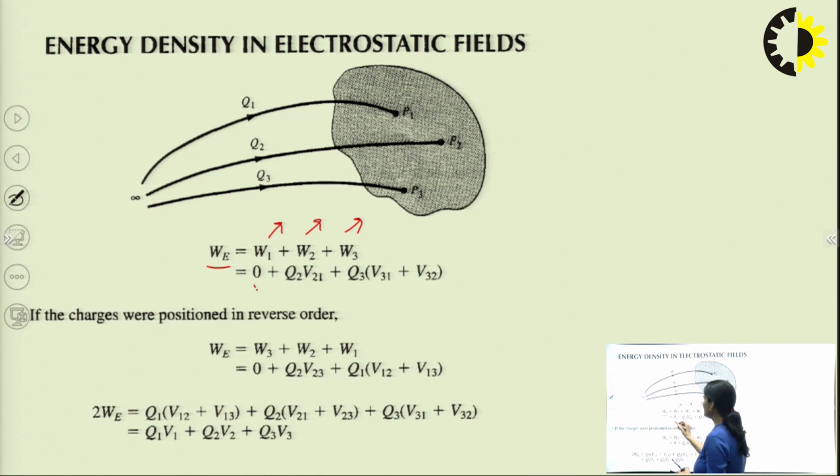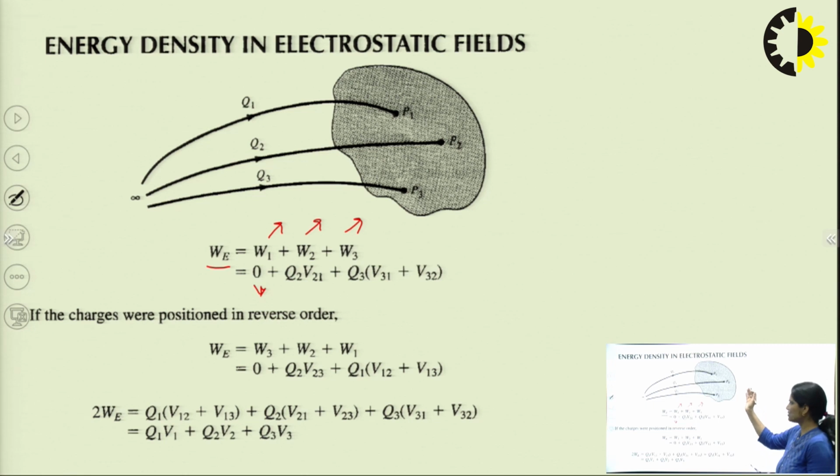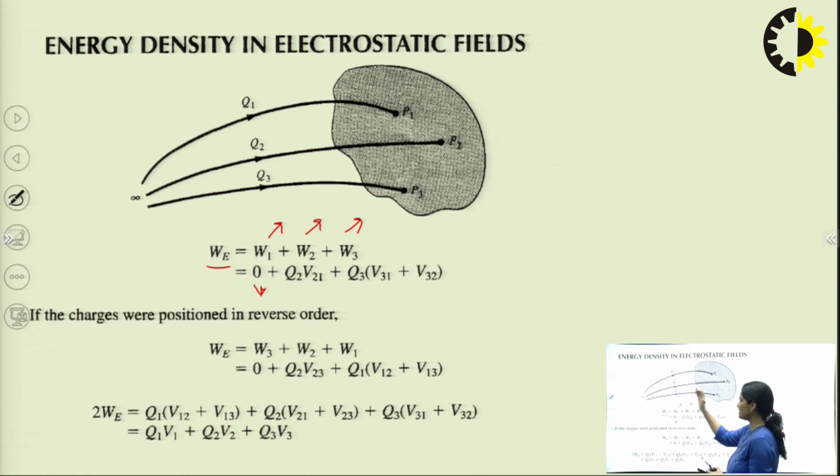So W1 is here 0, W2 is Q2 V21. If you are considering W2, it means your charges were positioned in the reverse order also. First you are going from this point to infinity. So work done W1 is equal to 0, W2 is equal to Q2 V21, W3 is equal to Q3 in bracket V31 plus V32.